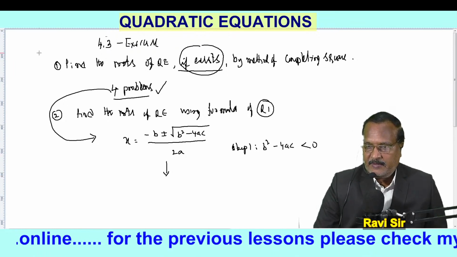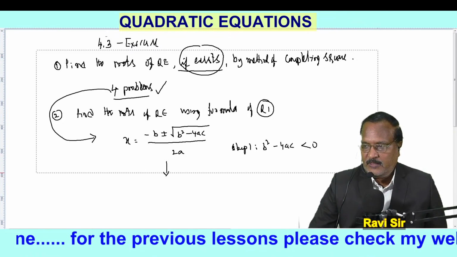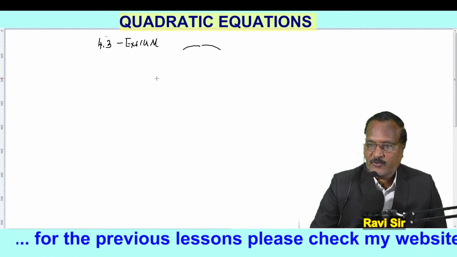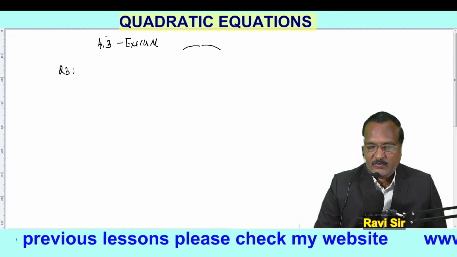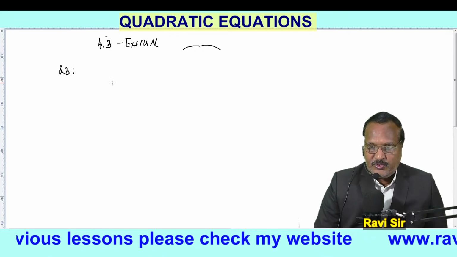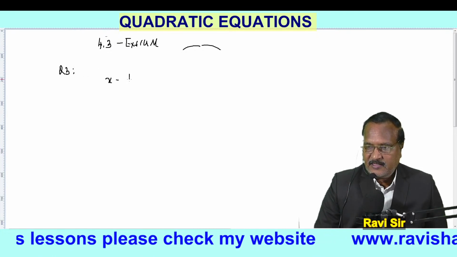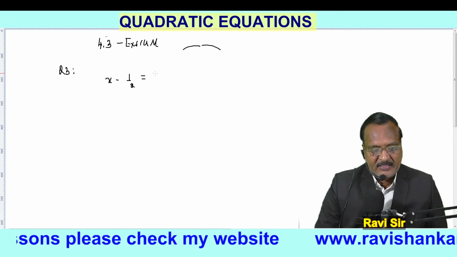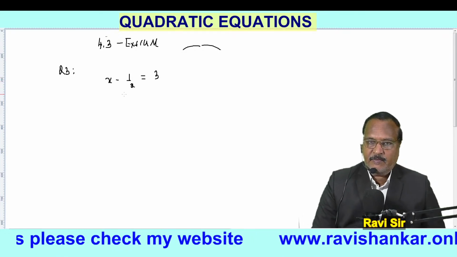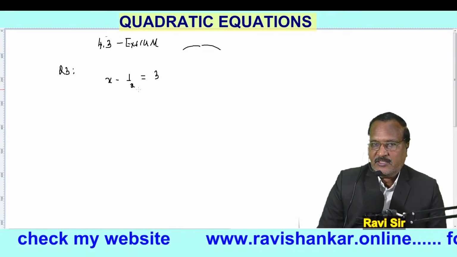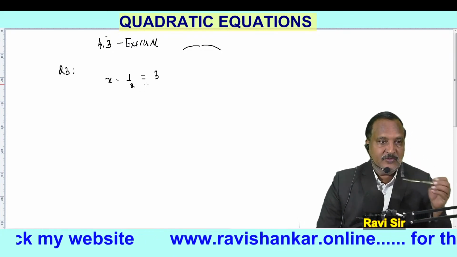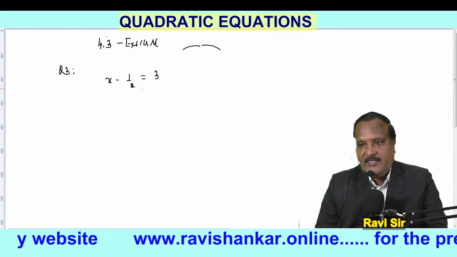Now let me explain what is the third question. Question number 3. Find the roots. Again here in this also find the roots, but they are not given in the standard form. X minus 1 by x is equal to 1 upon 3. So it is not in the standard form. We have to reduce it to the quadratic equation.